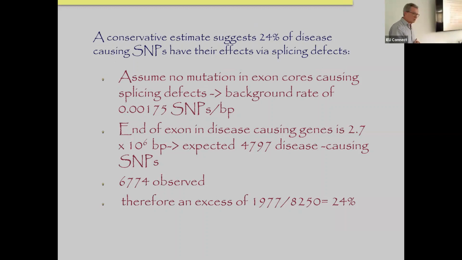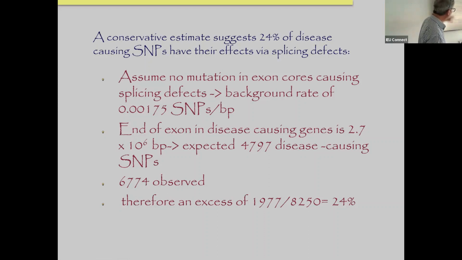So at the end of exon disease-causing genes, we can then get another rate, and then we can get a total number of base pairs. From that total number of base pairs, if the underlying rate is the core rate, then we expect just shy of 5,000 disease-causing SNPs. We actually observe 6,775 disease-causing SNPs. So that gives us an approximate frequency of about a quarter.